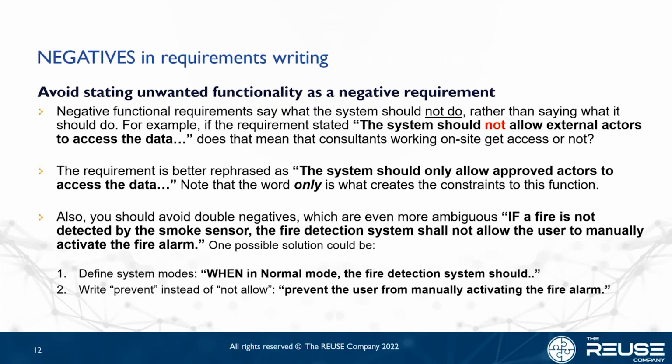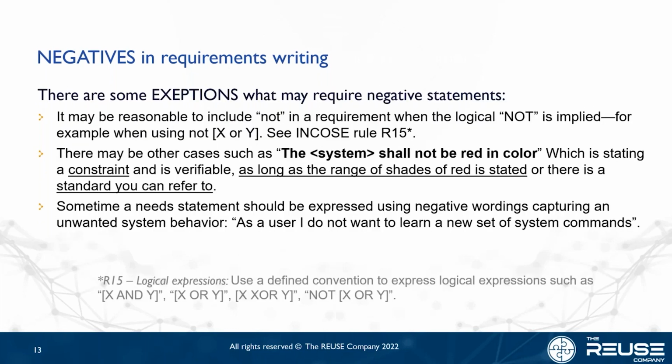So why don't we, for instance, try to elaborate that this system had different modes, and for instance that the regular mode is a normal mode. So then we can say that when in normal mode, the fire detection system should. Then we have to come to the second setting, and again say prevent instead of not. So the complete requirement would be when in normal mode, the fire detection system should prevent the user from manually activating the fire alarm. And suddenly we're more precise, and we have got rid of two negative sentences. And of course, there are some exceptions to these rules, as there usually are.